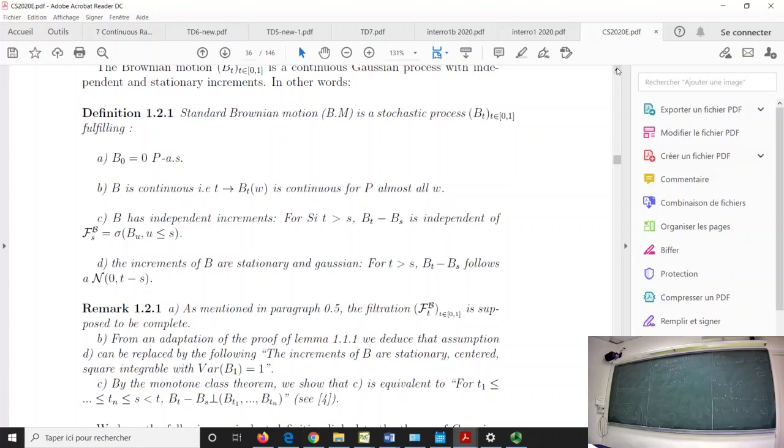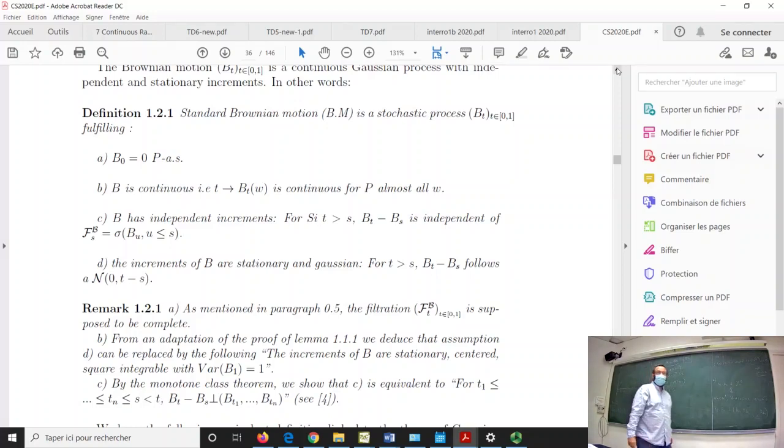Because if you use this, you only use the last part of the definition, the fact that the increment is Gaussian, this one. Okay? If I use this one, what can I say about G2 and G1? They have to be independent. Okay?